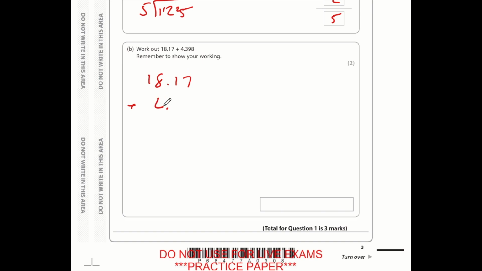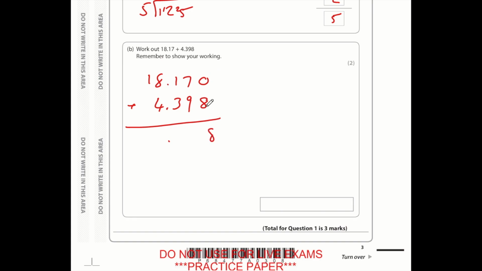So the 4 will be under the 8, the 3 will be under the 1, the 7 will be above the 9, and the 8 will just be hanging loose on the side there. And if you don't like the fact that there's a space here, then just stick in a 0. That's absolutely fine. Now in the answer box, let's put a decimal point in line, and let's just add up from the right hand side.